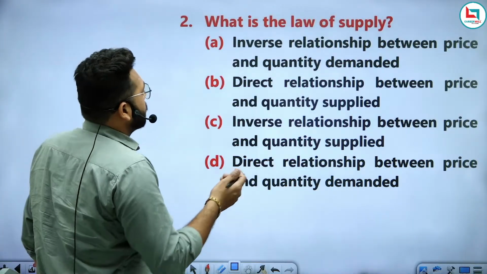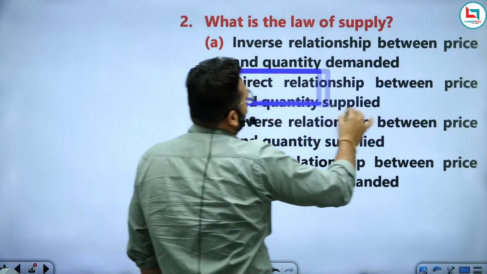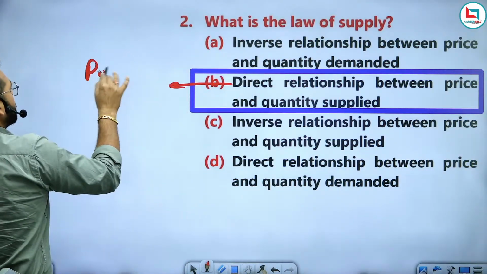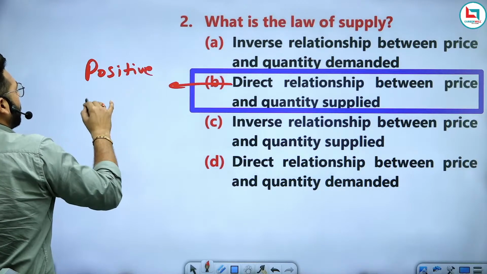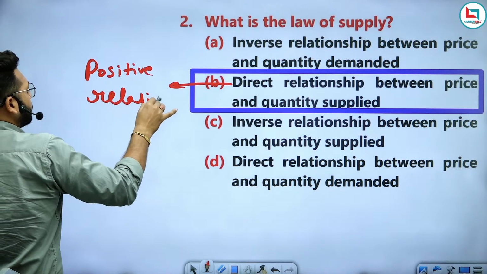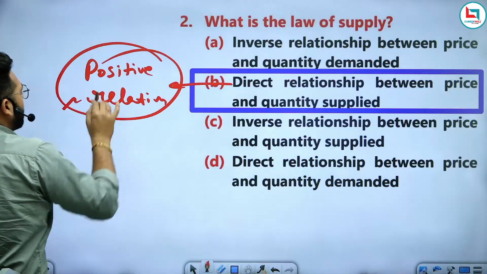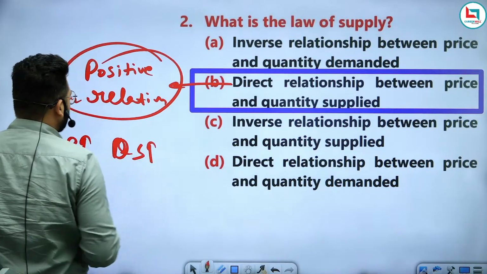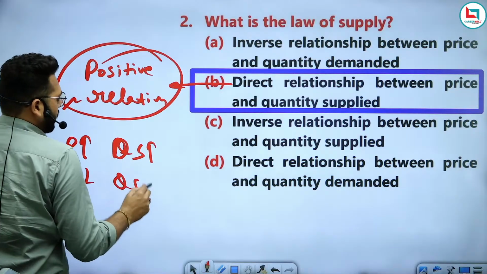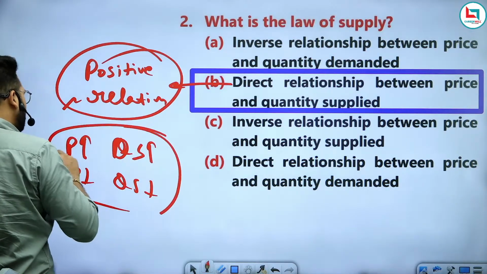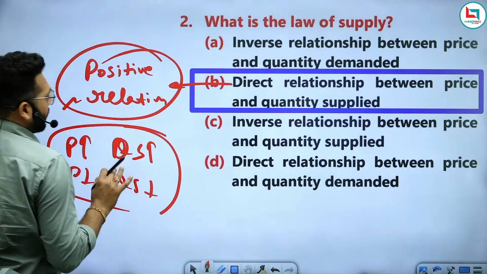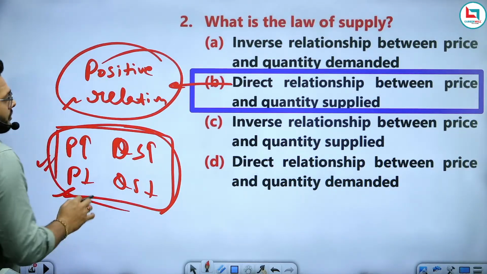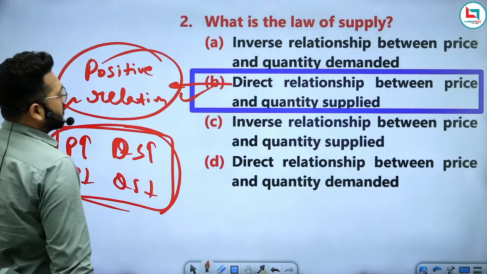There is a direct relationship between price and quantity supplied. Direct relationship means a positive relation. Positive relation means that when the price increases, quantity supplied also increases, and when the price decreases, quantity supplied also decreases. This is the basic funda, the basic relationship between quantity supplied and price. Am I clear? So the answer will be the direct relationship between price and quantity supplied.